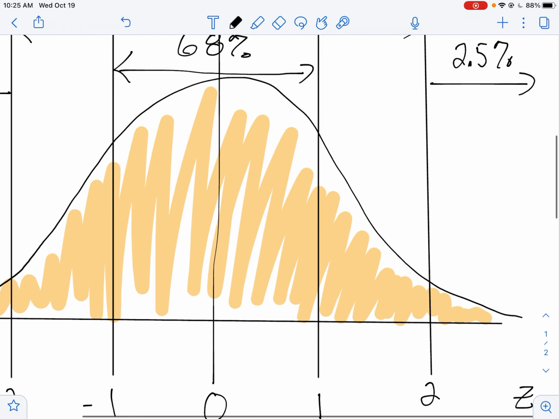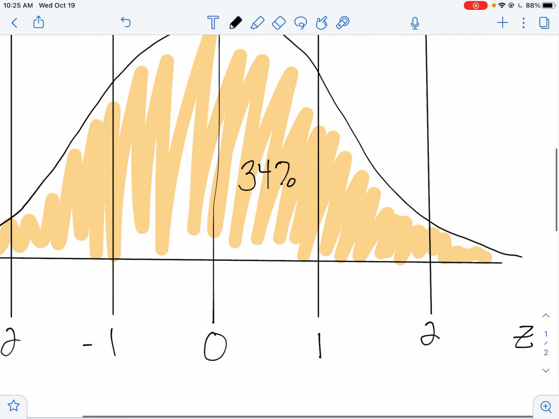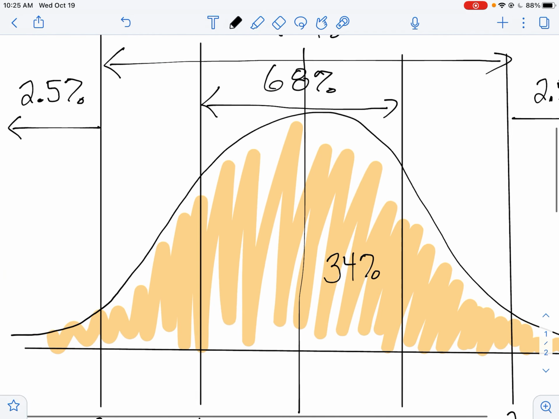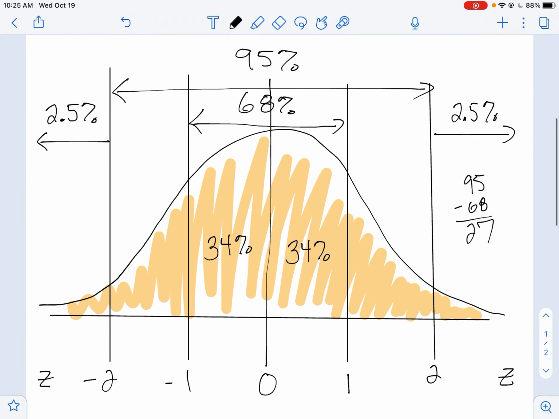We've got 68, but if I'm going just with half of this, that means 34% of my data can be accounted for within 1 standard deviation in the positive direction, as well as 1 standard deviation in the negative direction. So now I've accounted for 68% of my data. If I do a quick 95 minus 68, I'll get 27%, which means I still have 27% of my data left. Okay, so let's see. I'm going to account for that 27 right here and right here.